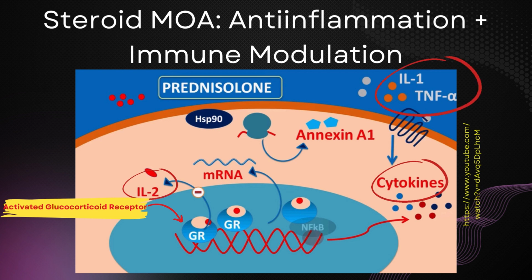Here's another depiction of how the activated glucocorticoid receptor can have profound effects on the production of inflammatory cytokines such as IL-1 and TNF-alpha, as well as other cytokines involved in the immune response such as IL-2.